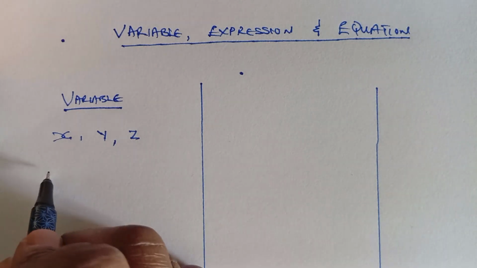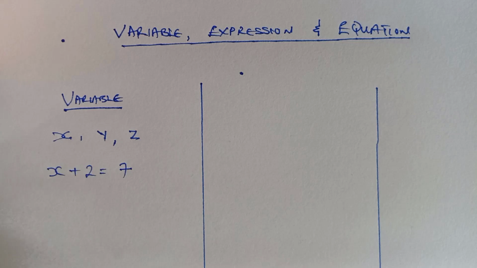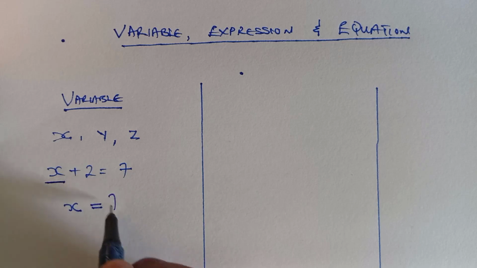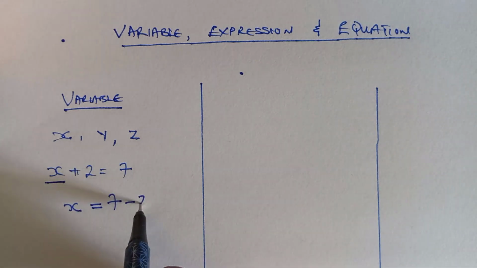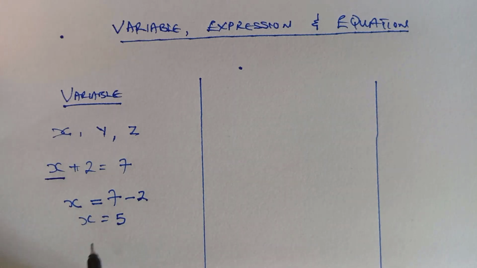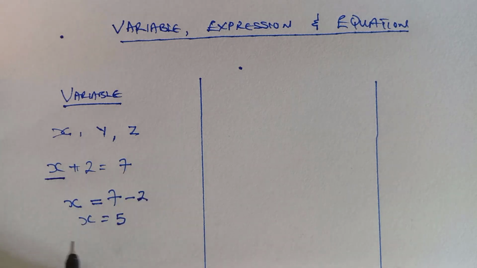Supposing you have a question like x plus 2 equals 7. What is the value of x? X here is the variable. So if we want to find the value of x, we just do what? We have x equals 7, you move this 2 here, it becomes minus, and x becomes what? 5, right? Simply means that x is a variable, and the value of x in this very equation is 5.